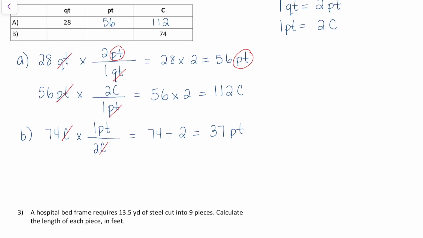And so finally I want to get to quarts, so I can get 37 pints. I'm going to put pints on the bottom. So I'm left with quarts, and this tells me I need to divide. And I get 18.5 quarts.